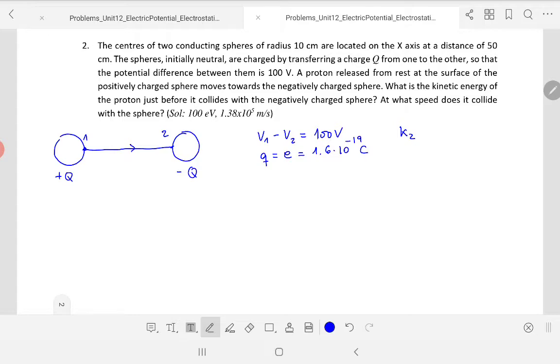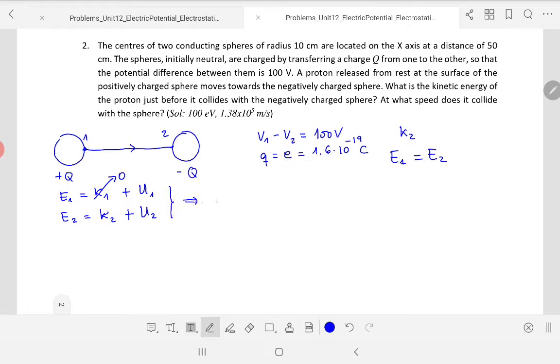If we neglect any friction, the total energy of the proton at point 1 is going to be equal to the total energy of the proton at point 2. The total energy at point 1 is its kinetic energy, which is 0 because it was released from rest, plus the electrostatic potential energy at point 1. And the total energy at point 2 is the kinetic energy at point 2, which is what we are seeking to find, plus the electrostatic potential energy at point 2.